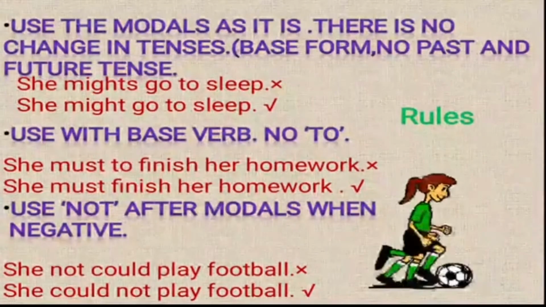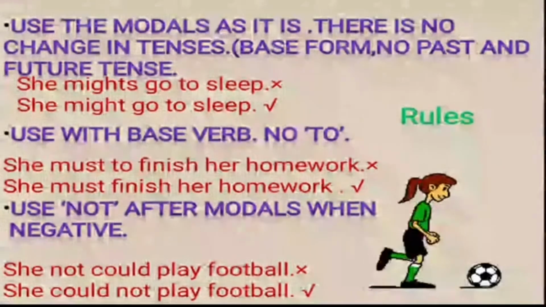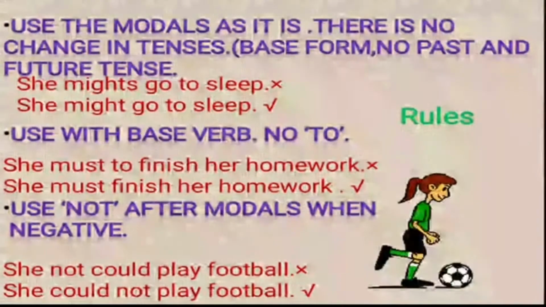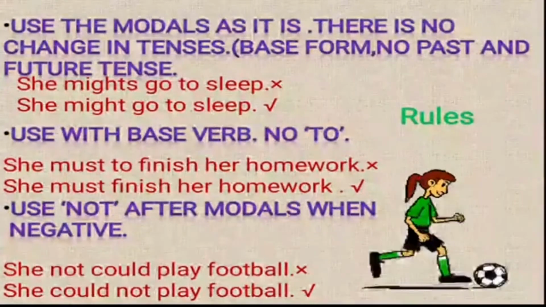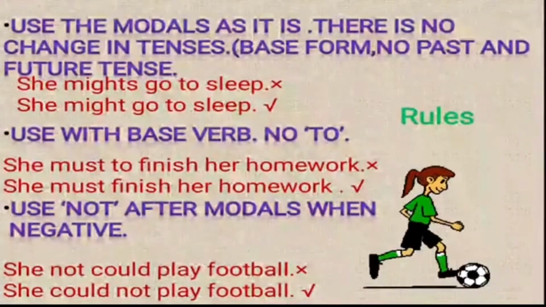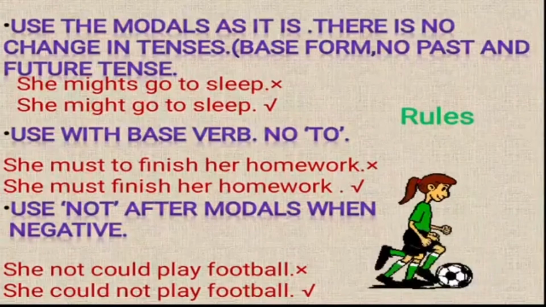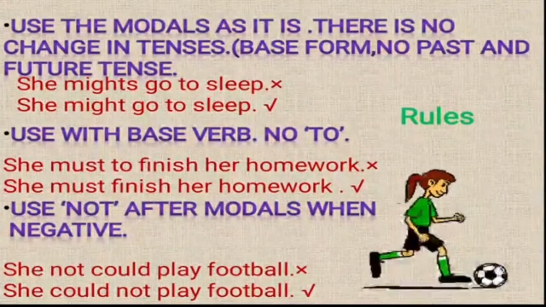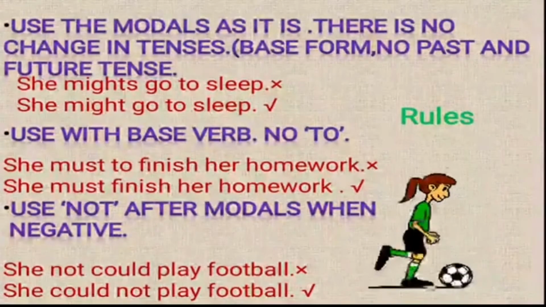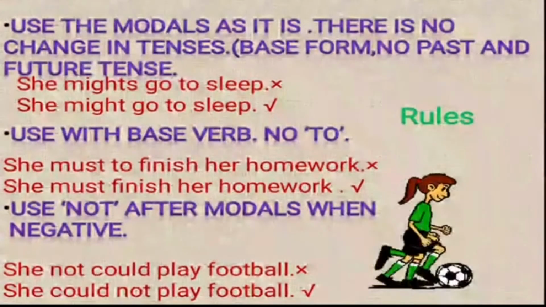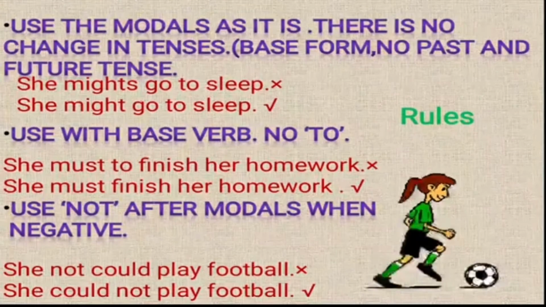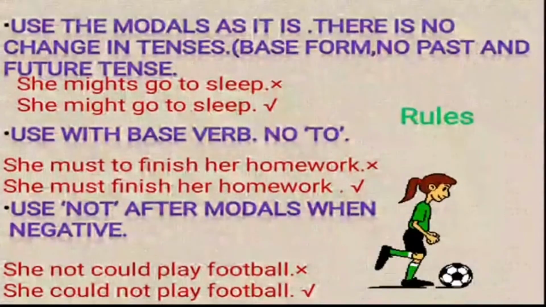Let's look at an example. She might to go to sleep is an incorrect sentence. She might go to sleep is the correct sentence. Use the modal with the base verb and not with to. So we don't use the to-infinitive along with these modals. The exceptions are some semi-modals like ought to, need to, and have to or has to and had to. So here the example is: She must to finish her homework is an incorrect sentence because we talk about not using a to-infinitive. Therefore it should be: She must finish her homework.